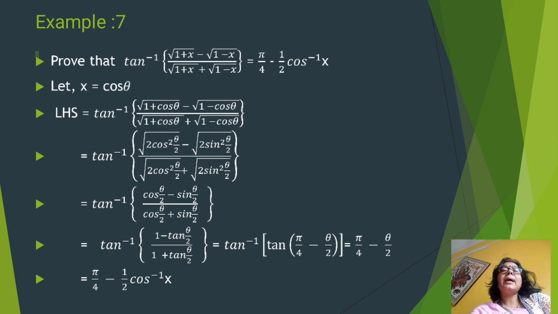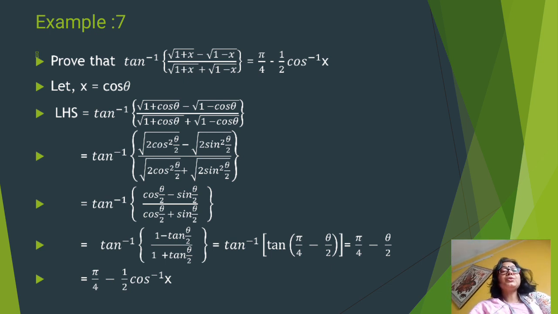So under root, the root and square will be cancelled. If we take it outside the root, it will be root 2 cos theta by 2 minus root 2 sin theta by 2, the same as in the denominator also. So root 2 is common in both numerator and denominator, and it will be cancelled. So inside the bracket it will now be cos theta by 2 minus sin theta by 2 in the numerator by cos theta by 2 plus sin theta by 2 in the denominator.